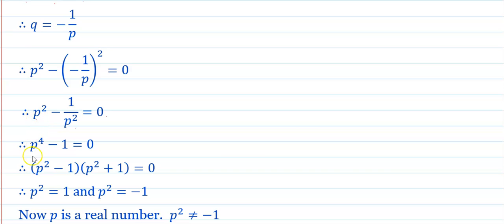How much will you get here? p raised to 4 minus p square into 1 upon p square. P square gets cancelled. You will get 0. Okay. p raised to 4 minus 1 is equal to 0. Now the factors of this. p raised to 4 means what? p square, and its bracket square, 1 and its bracket square, and that is equal to 0.